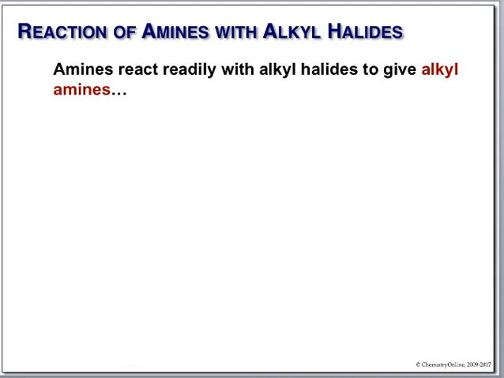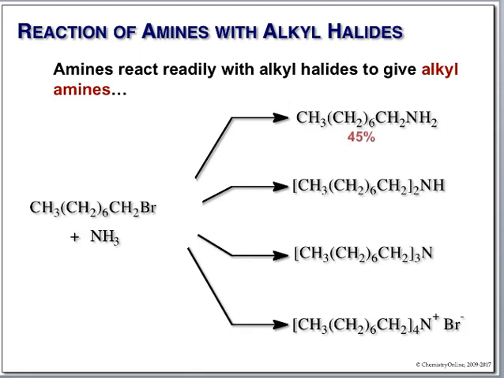An actual example. Here we have bromooctane reacting with ammonia. Primary amine is roughly 45%, secondary roughly 43%. By the time you get to the tertiary amine, this is getting crowded. Because it's crowded, the reaction is slow, so we drop down to just a little bit, and the quaternary is even a little bit more. You can actually push it all the way down to the quaternary if you put in a big excess of the alkyl halide.